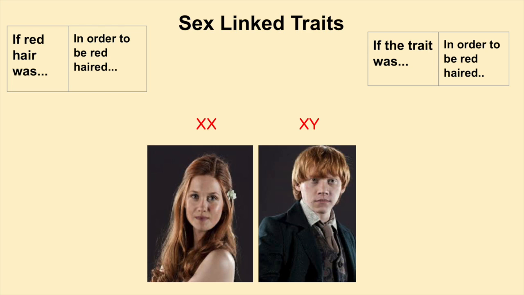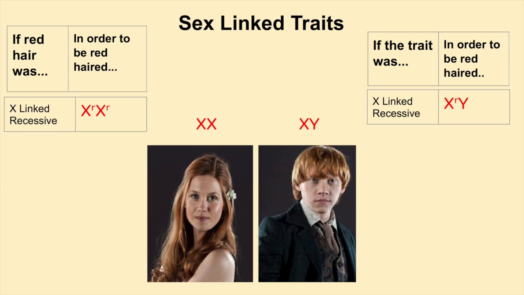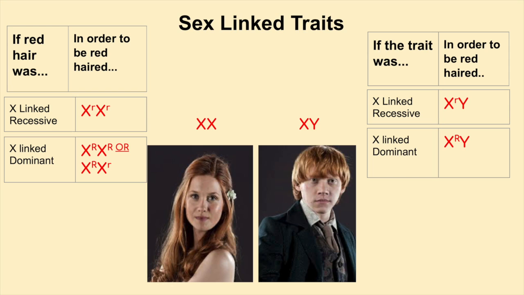For example, if red hair was an X-linked recessive trait, the recessive or lowercase allele would need to appear in both X chromosomes of Ginny in order for her to have red hair. However, Ron has only 1 X chromosome, and he would only need 1 copy of the lowercase r allele in order to be a redhead. Now remember, we aren't completely sure if the trait is recessive or dominant. If red hair was X-linked dominant, then a female only needs at least 1 dominant big R allele on an X chromosome to be a redhead, and again, the male only needs 1.